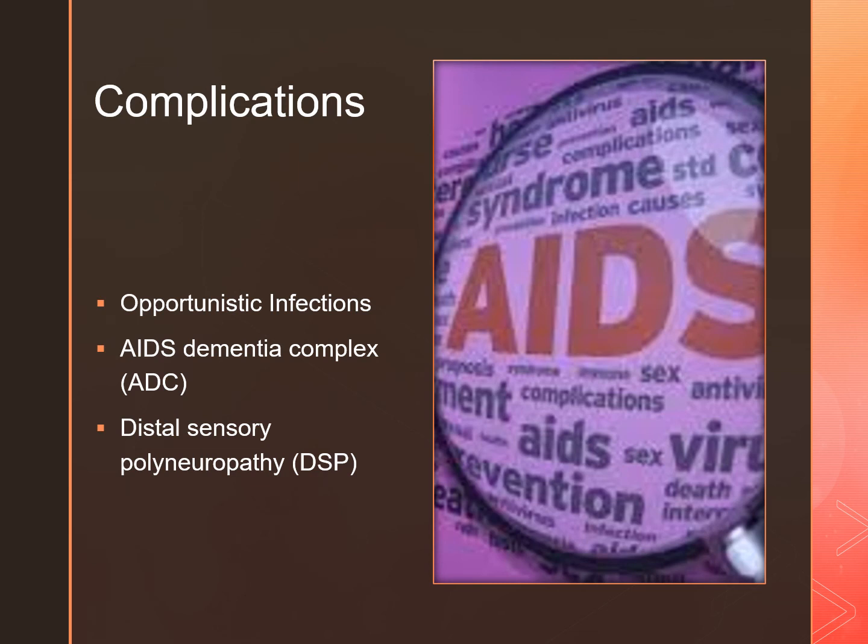We may also see a complication of AIDS dementia complex, or ADC, where we see a degeneration of the brain. It will affect the mood, cognition, and motor functions. And distal sensory polyneuropathy, or DSP. These clients will have abnormal sensations, burning, and numbness.